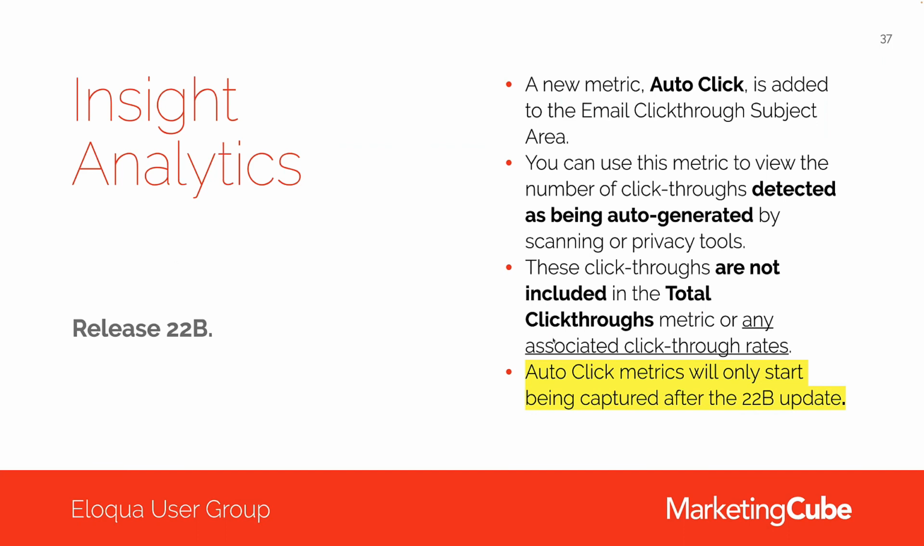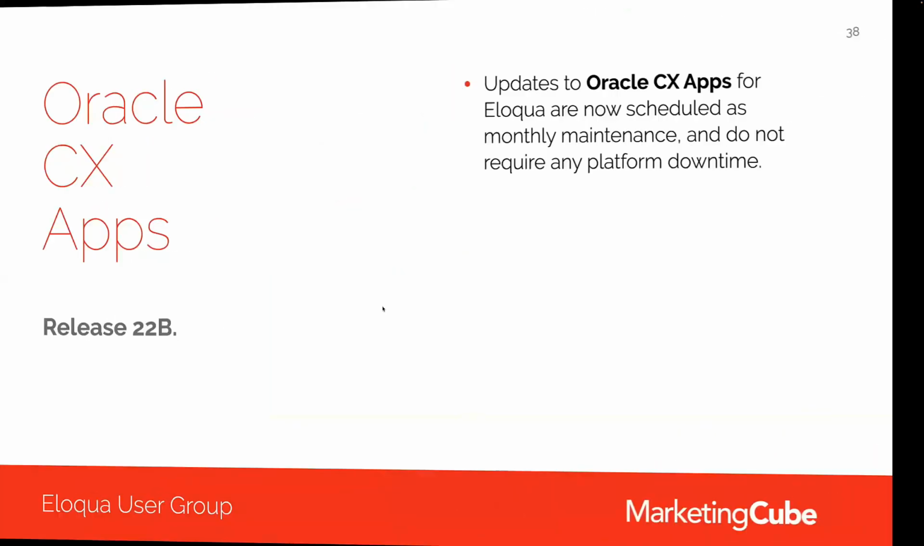So the key thing that everyone's going to want to know is when, and that is that auto-click metrics will only start being captured after release 22B. For most people on this call, you probably will not yet be on release 22B, but you will be within the next week or two, or max three weeks. I think it's certainly by the end of this month, being May. So one thing to look out for.